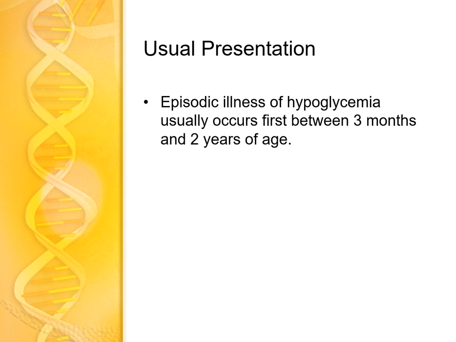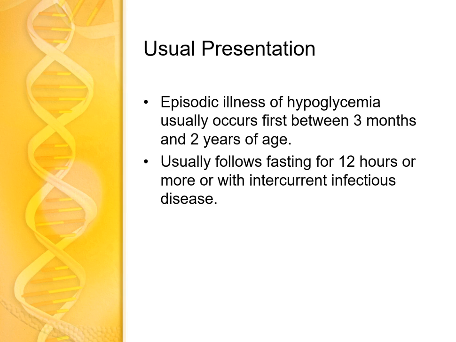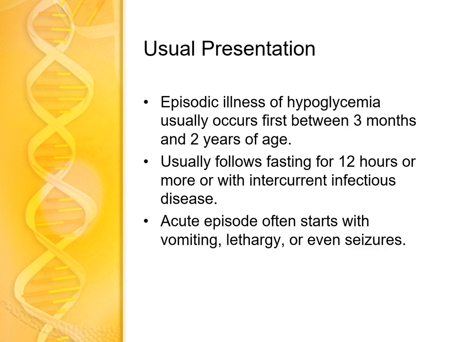So the usual presentation of disorders of fatty acid oxidation, as I said, is episodic illness with hypoglycemia, usually between 3 months and 2 years of age. Usually following fasting of 12 or more hours with an intercurrent viral infection. Usually, this increases metabolic needs. Acute episodes often start with vomiting, lethargy, or even seizures. The brain seizes when it doesn't have sugar. It gets really mad. And it can progress to coma rapidly. And again, with an infant, all this could happen before you even knew it happened.